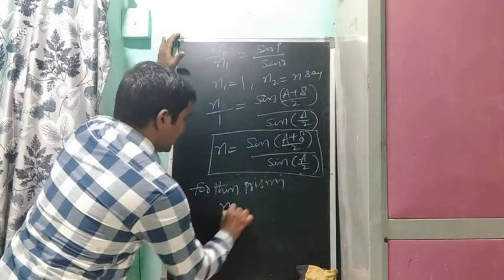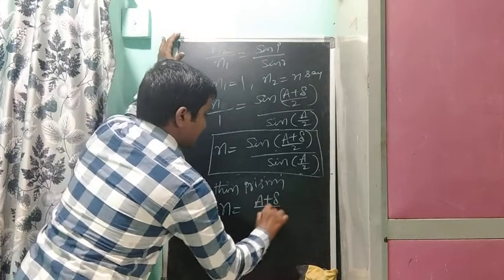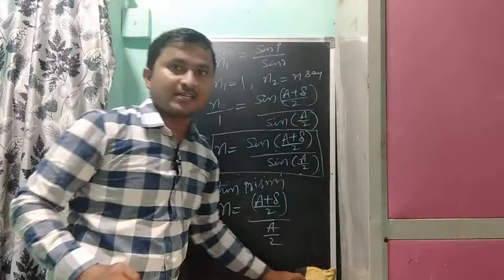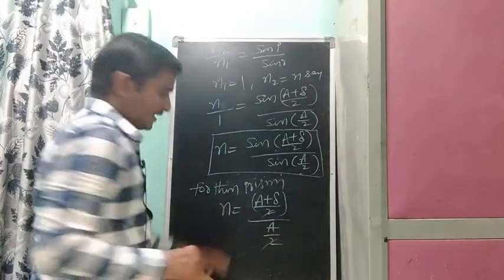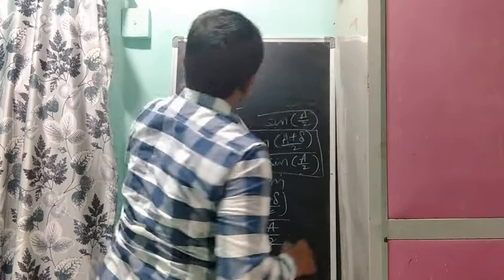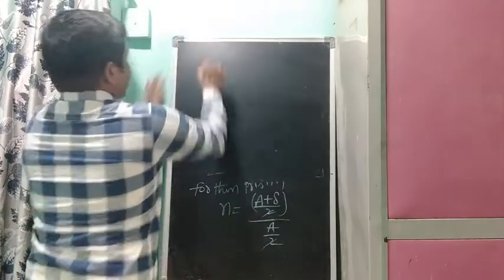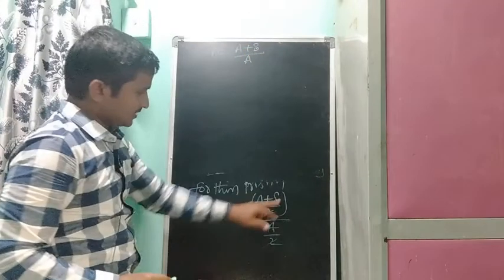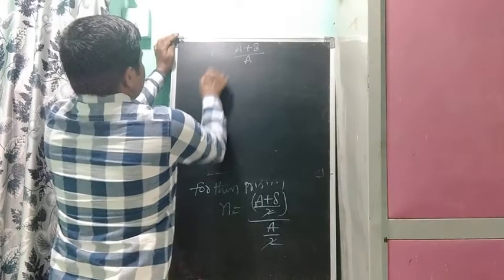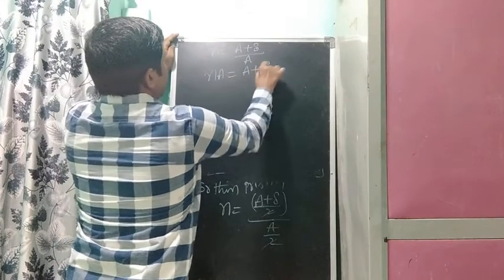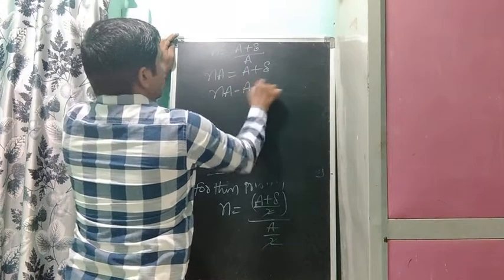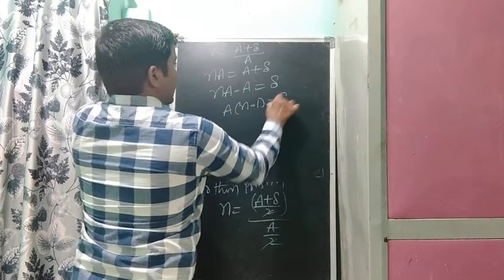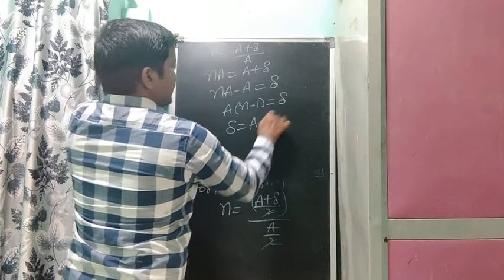they will become n equal to (A plus delta)/2 by A/2, because sin theta is nearly equal to theta. From this, 2 gets cancelled with each other and n equal to (A plus delta) by A. From this, nA equal to A plus delta. From this, nA minus A equal to delta, or if we make A common, we get (n minus 1) A equal to delta, or delta equal to A into (n minus 1).